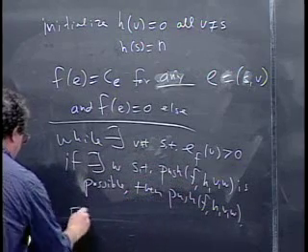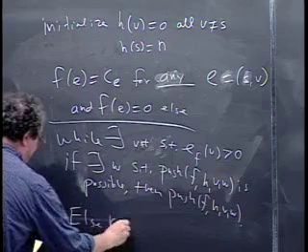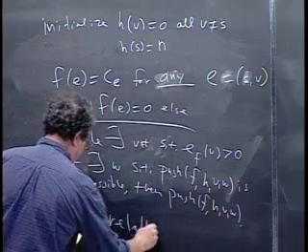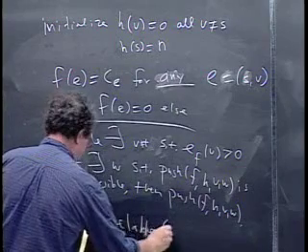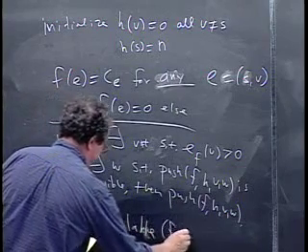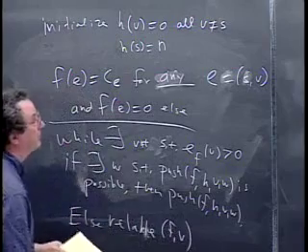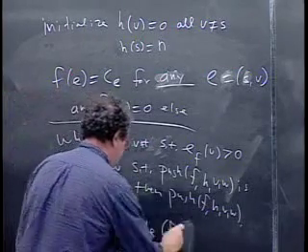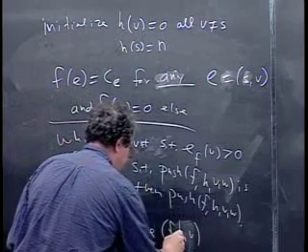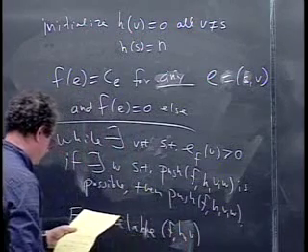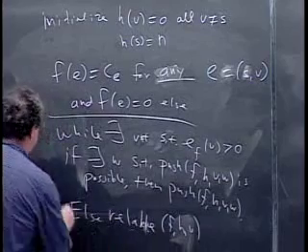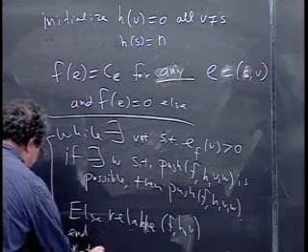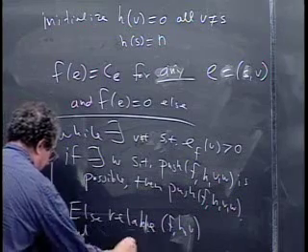Otherwise, else you relabel V. Is that what I have? Yeah. Well, relabel has F and V. Okay. And then this while ends, and you just return F.